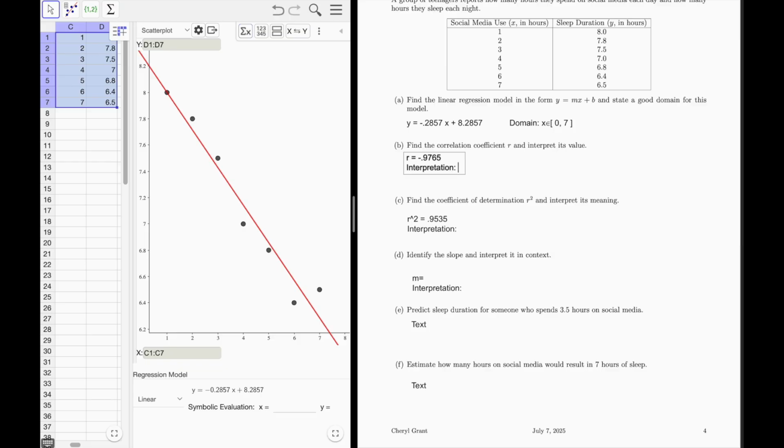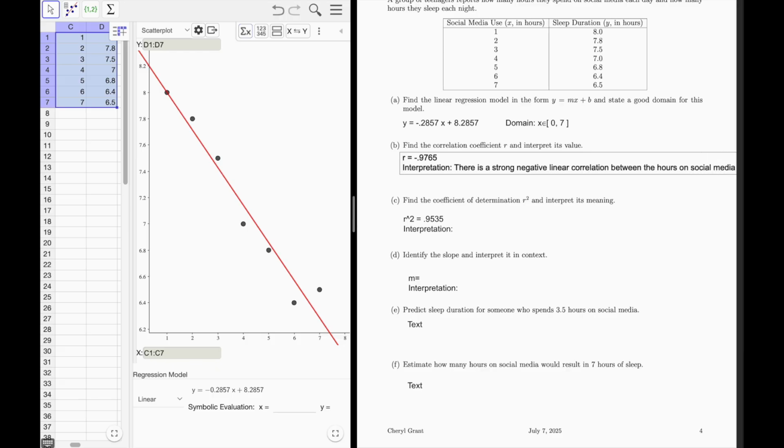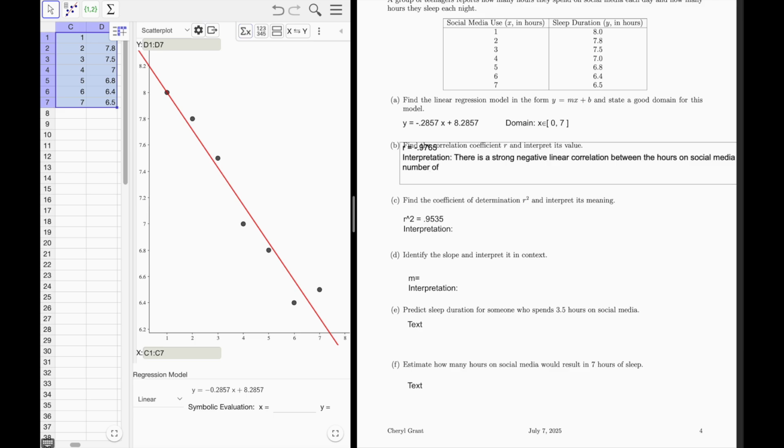So I'm going to say there is a strong negative linear correlation between the hours on social media and the number of hours slept.